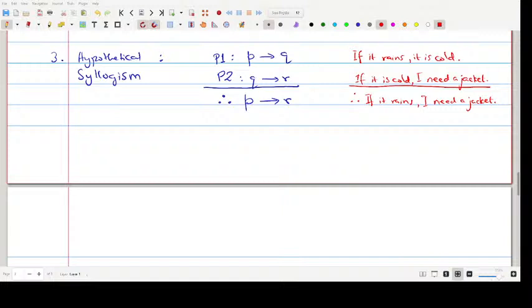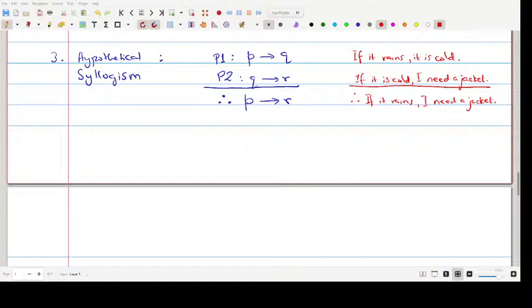That means I call up a friend in Delhi, and the friend says that if it rains, it is cold in Delhi. And I call up another friend in the same locality, and that friend tells me that if it is cold, I need a jacket. So sitting in Bangalore, I should conclude that in Delhi, if it rains, I shall need a jacket. That's how our logic works. So this is the rule of hypothetical syllogism: P implies Q, Q implies R, therefore P implies R.